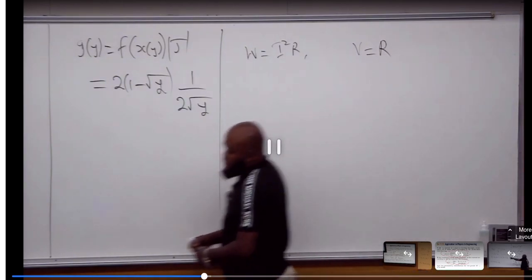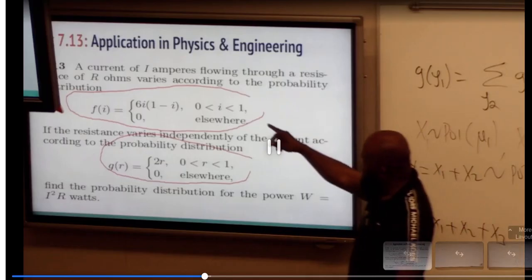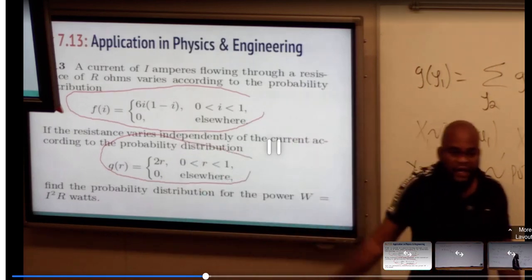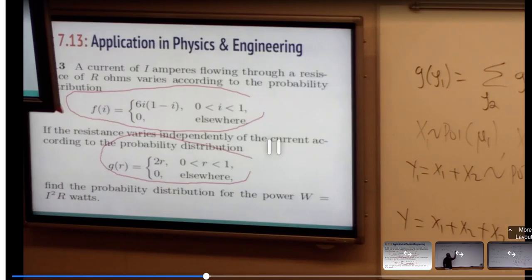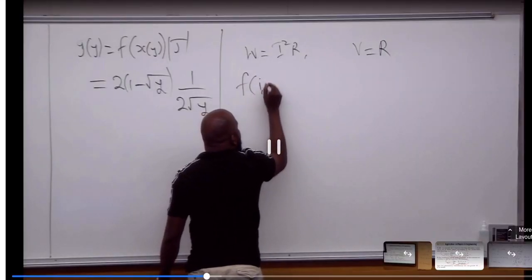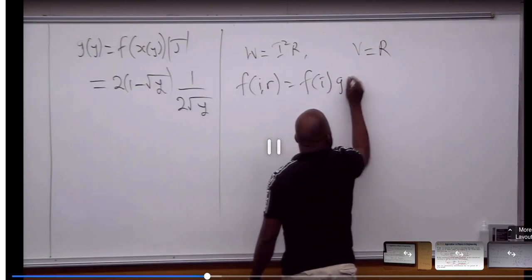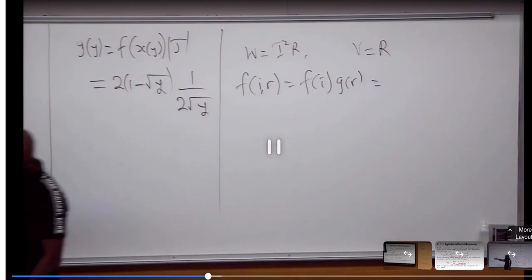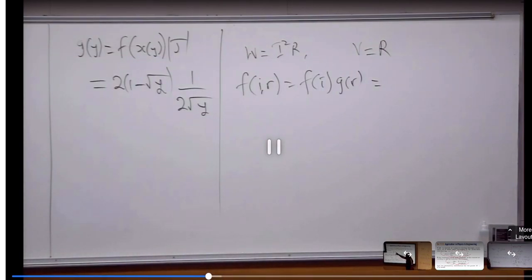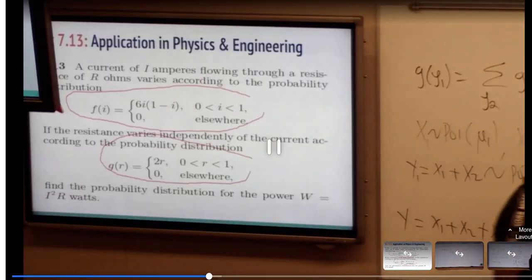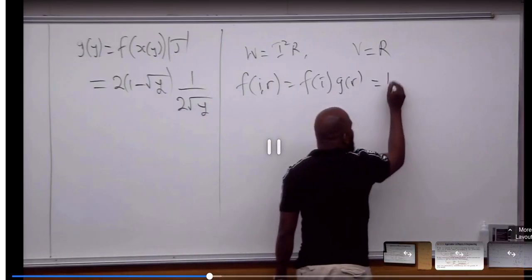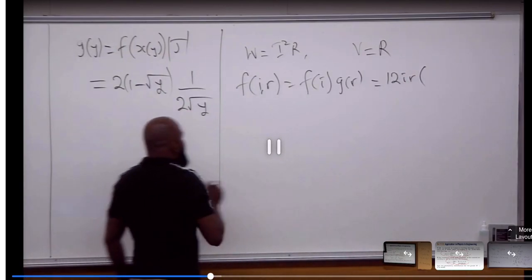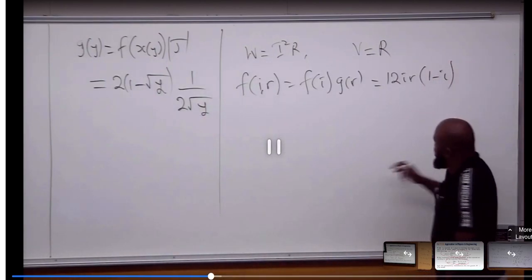Now, you were told that, when you take a look at this, they talk about independent, okay, which means I and R are independent. If I and R are independent, I'm actually going to have f of I, R equal to this multiplied by this. If they say they are independent, we get that. So I'm going to multiply the two together. That will be 12 I R, times 1 minus I, right? Okay, we get this.